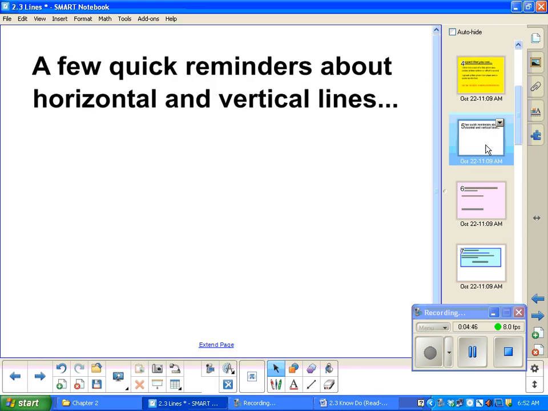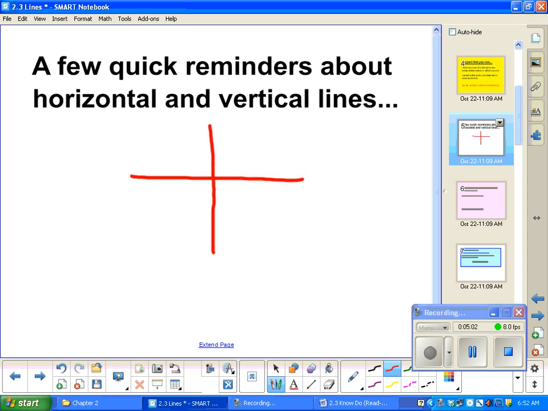A few quick reminders about horizontal and vertical lines. What we want to remember about horizontal and vertical lines. If I look at my coordinate plane, and I draw, let's say, a vertical line at x equals 2.